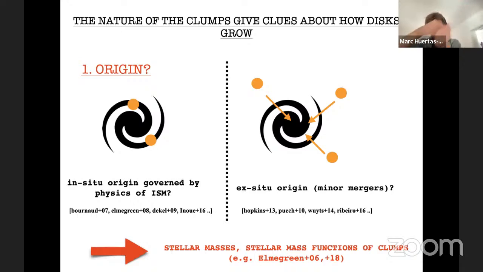So going from the simulations to the observations, because in the simulations, you know what's the origin of the different clumps. So you can apply this knowledge, use machine learning to try to see what are the conditions of the galaxies we observe.